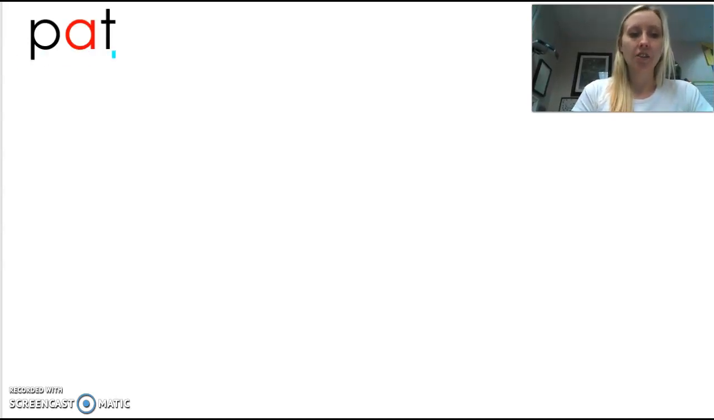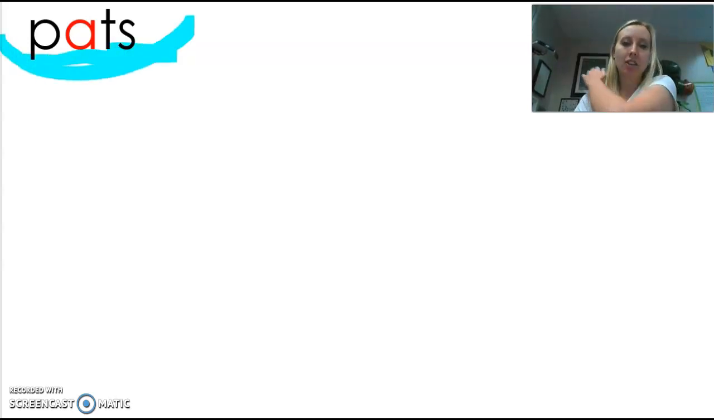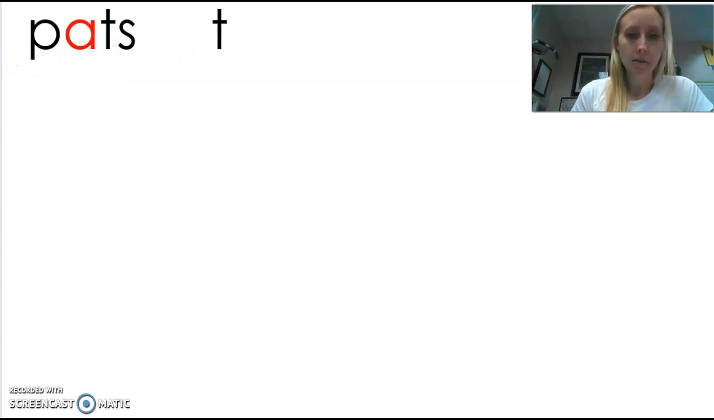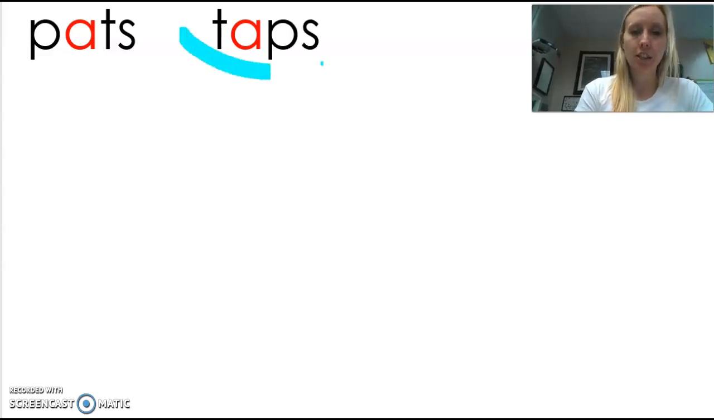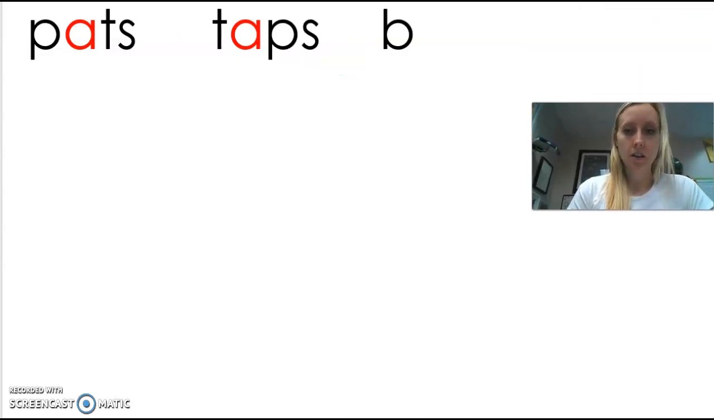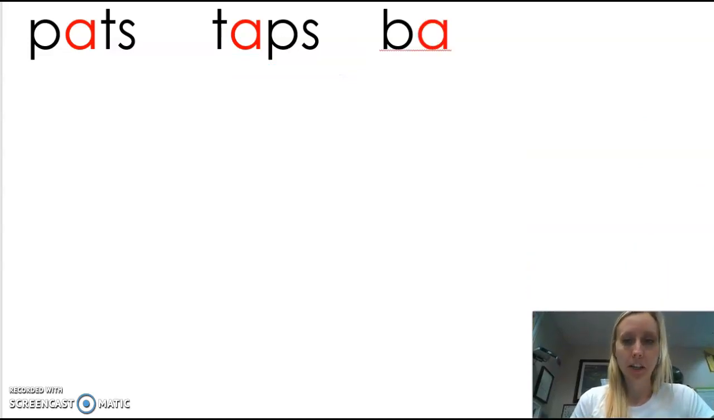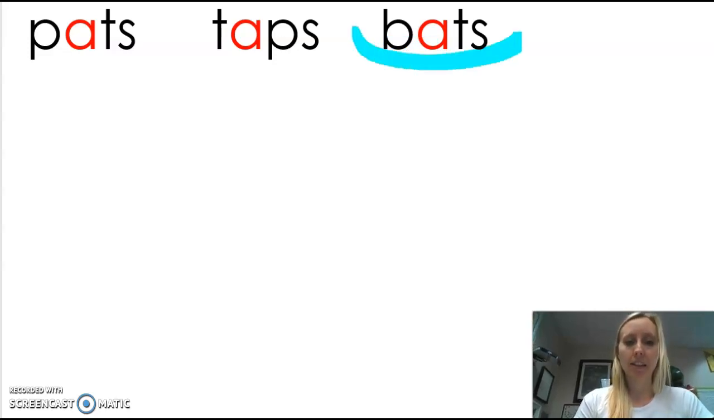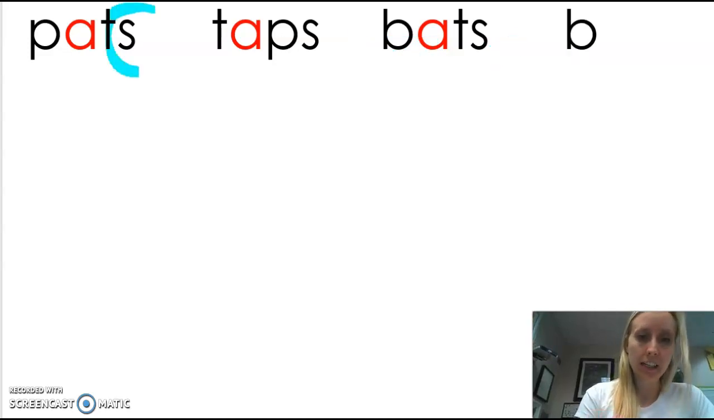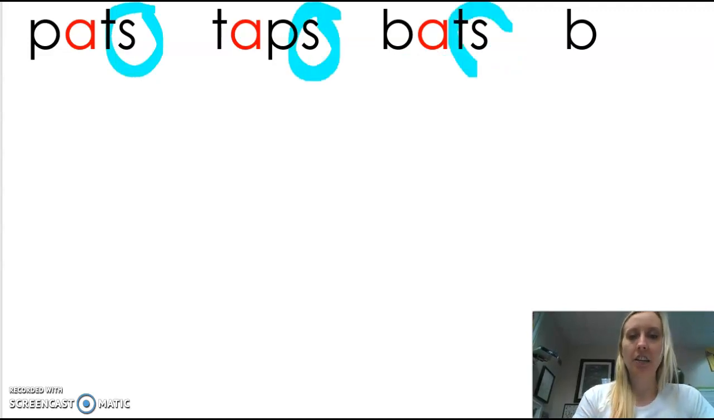Can't blend yet. Pat. So we would say the word, but we need an S. Pats. Word, pats. He pats. She pats. Okay. Can't blend yet. Taps. Word, taps. B. Can't blend yet. Bat. Word, bats. So we're adding an S to the end of these words.